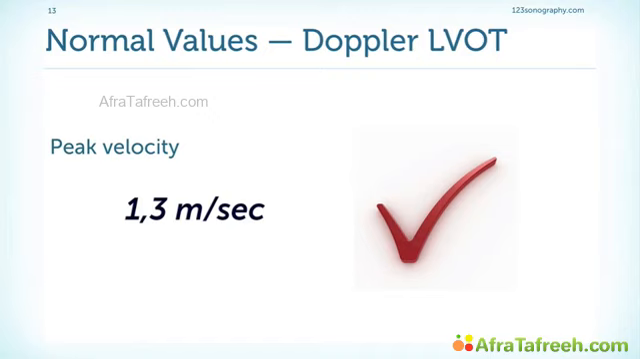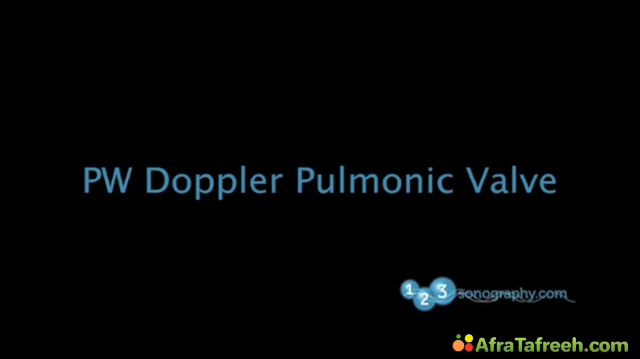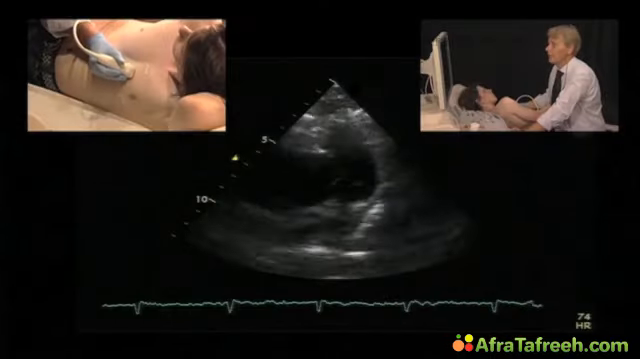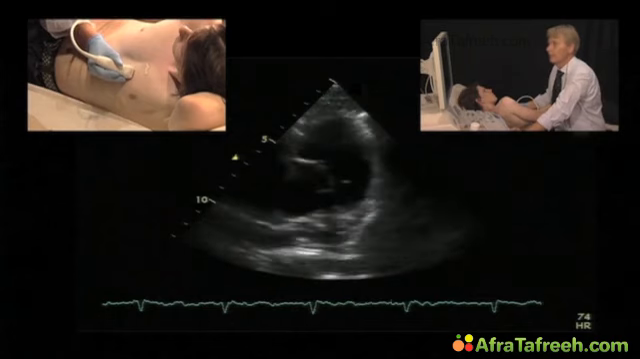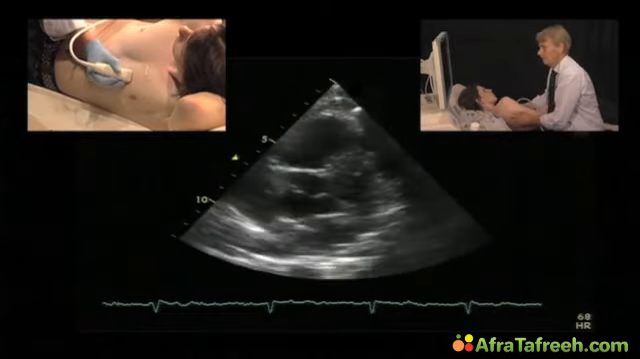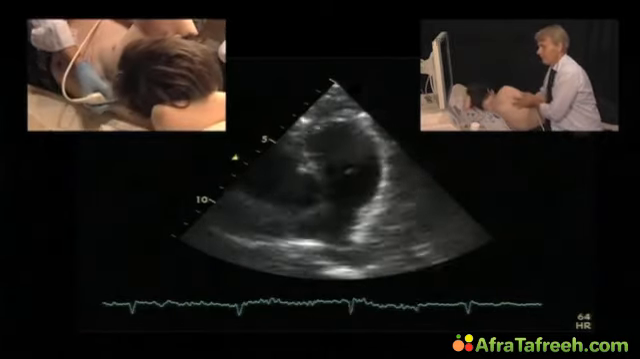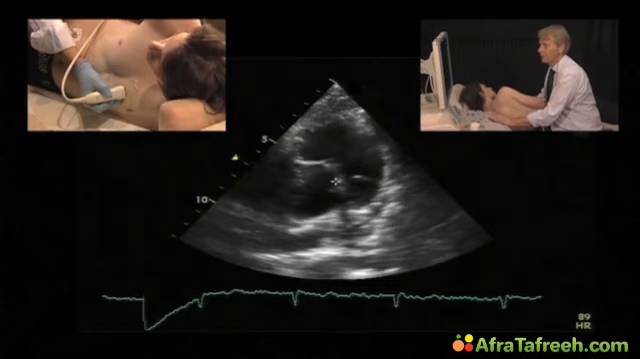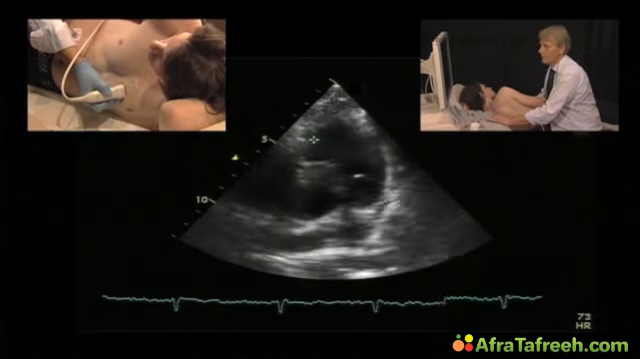Now let's take a look at the flow studies within the pulmonary artery and across the pulmonic valve. So this is how I would perform a PW Doppler evaluation of the pulmonic valve and of the pulmonic flow. First of all, we need a short axis view where we demonstrate the pulmonic flow. First, we'll try to optimize the view a bit. This is much better.